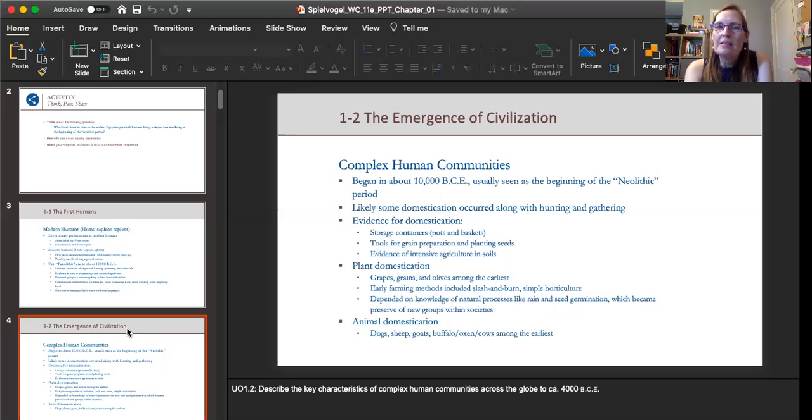And grapes, grains, and olives, of course, are some of the most important and earliest crops. And they didn't have plows necessarily. We have female skeletons that show once farming began and people began settling, women's roles became more physically intense, and women began to be diminished in some respects as far as societal importance.